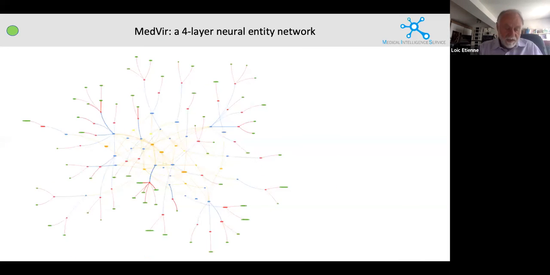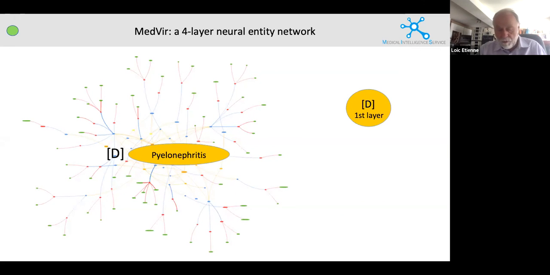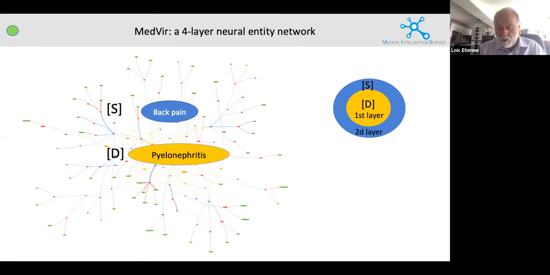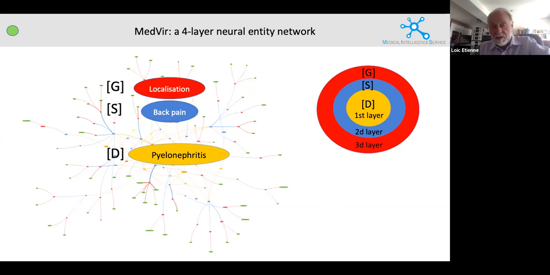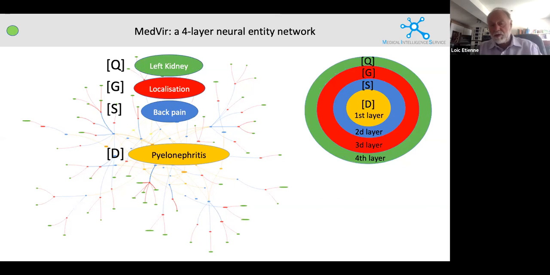So here is the neural entity network. It's only for urology in emergency. The first layer is the diagnosis of pyelonephritis. The second layer is symptom, for example, back pain. The third layer is localization, and the fourth layer is the question. It's in the left or the right kidney.